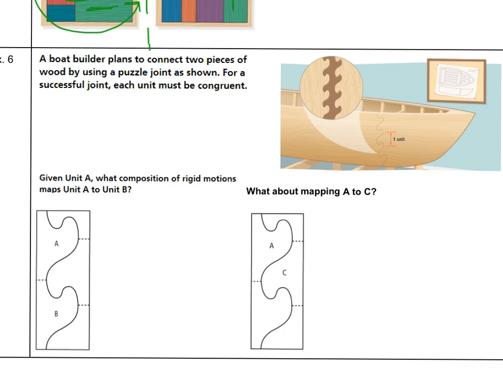For our last example, a boat builder plans to connect two pieces of wood by using a puzzle joint as shown. For a successful joint, each unit must be congruent. So you can see over here on this picture where we want to make those pieces of wood connect. It says, given unit A, what composition of rigid motion maps A to B? So A is the shape on the top left, B is the shape on the bottom left. If they're just gliding down from one to the other, that would be a translation.